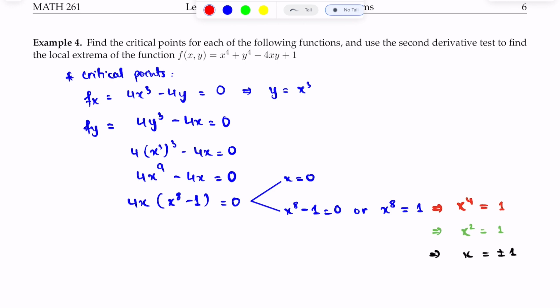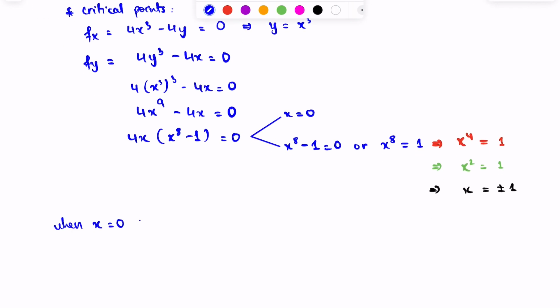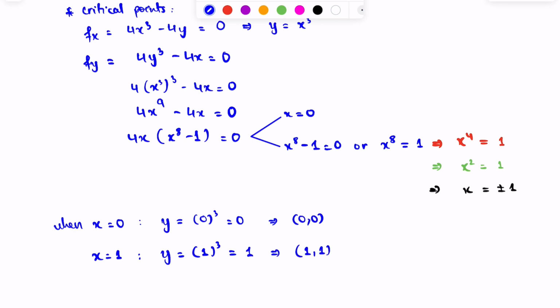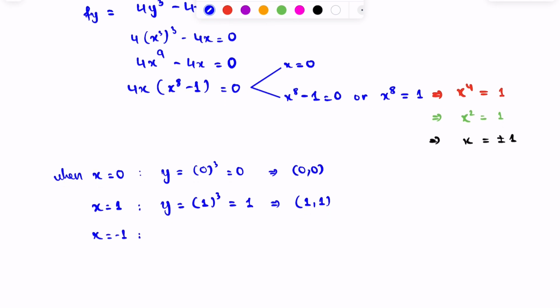So from here, you may conclude that the function has 3 critical points. When x equals 0, y is equal to 0 to the third power, or 0, so one critical point at (0, 0). When x equals positive 1, y equals 1 to the third power, which is equal to 1. You have a second critical point at (1, 1). Then when x equals negative 1, y equals negative 1 to the third power, which is equal to negative 1. Then you have a third critical point, which is (-1, -1). And these are the critical points.